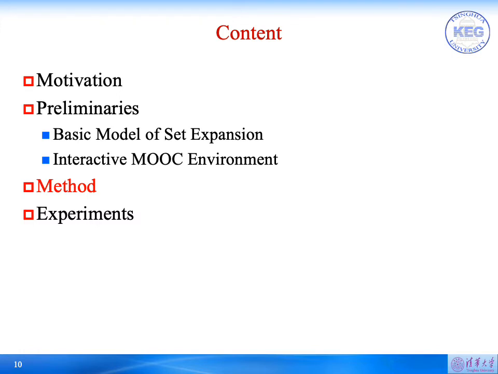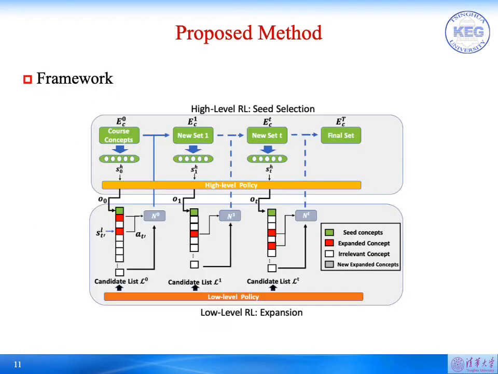Our method is presented like this. The framework is very clear. It includes a high-level RL, seed selection stage, and a low-level RL expansion. The whole framework can be run like this.